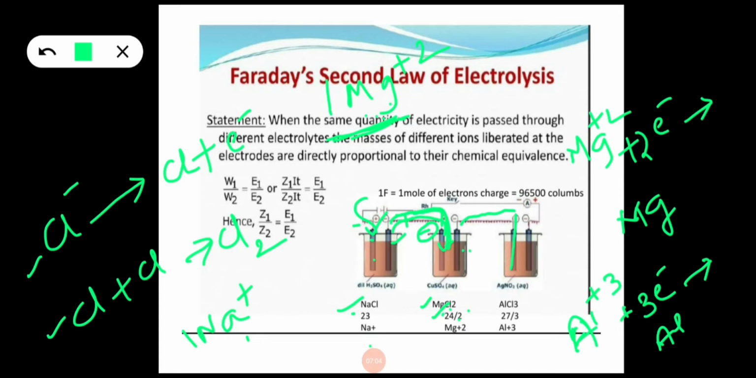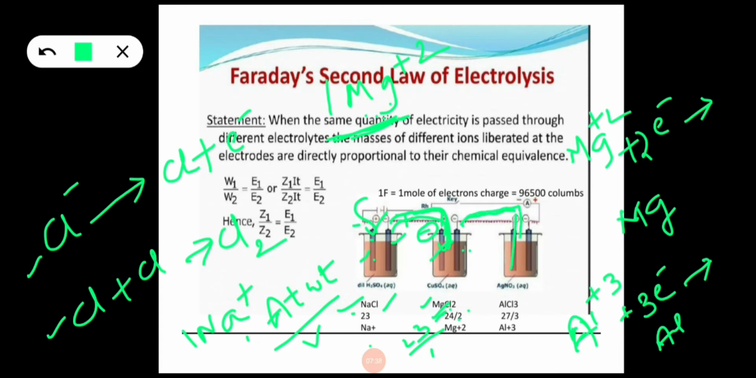So 24 by 2. 24 is its atomic weight, 24 by 2. Atomic weight by valency is called the equivalent weight. Its valency is 2, charge is 2. Atomic weight by valency is equal to equivalent weight. So the equivalent weight of magnesium, that is 12 grams, is deposited here. And the equivalent weight of sodium is 23 by its valency, which is 1, so 23 by 1. 1 equivalent weight of sodium is deposited here, and 1 equivalent weight of magnesium is deposited here.